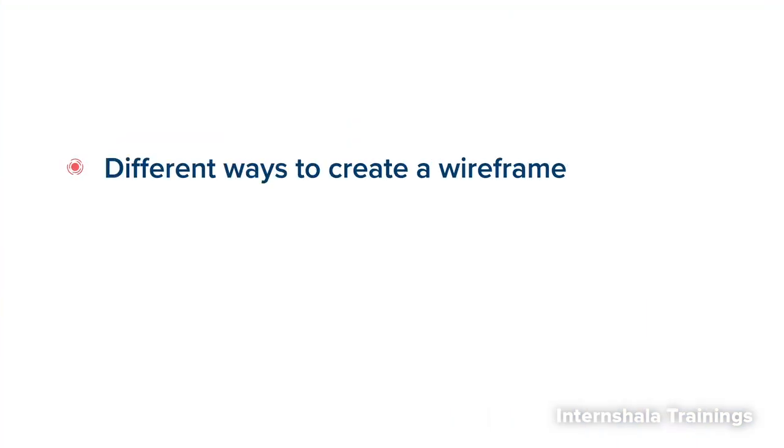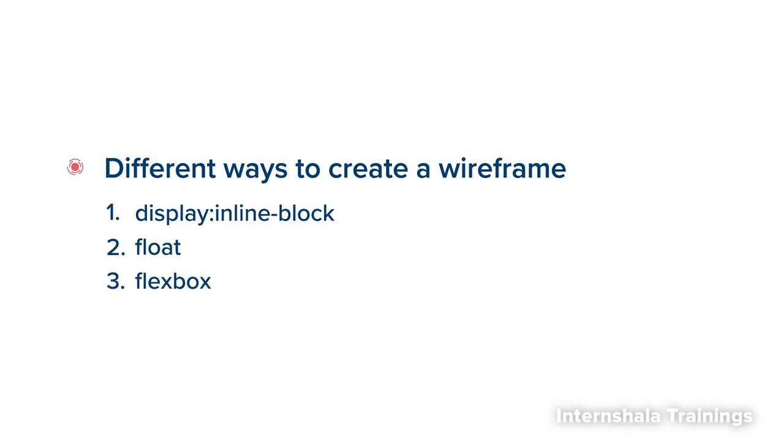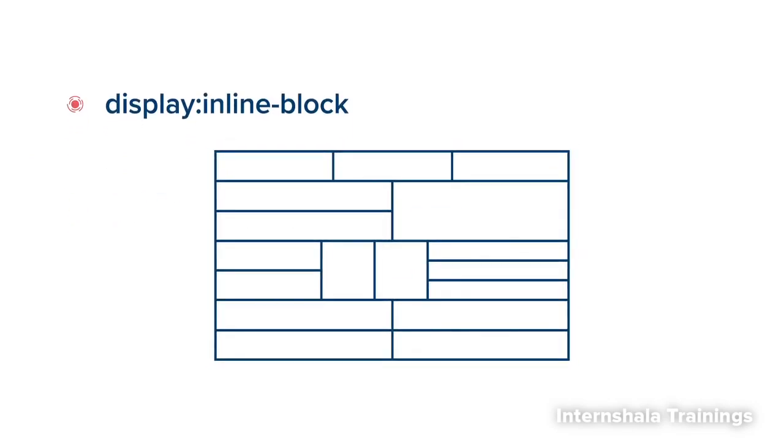Now, let us look at the different ways using which we can create wireframes. The first way is by using display inline block. The second is by using float, and the third way is using flexbox. Let's see how we can create a web page using display inline block for the given wireframe. If you do not remember what display inline property is, I would recommend you to quickly go through topic 7 of this module. So first, we will use div elements to create these containers and give them borders to get these lines.